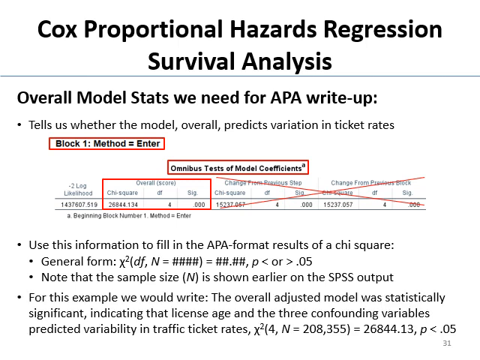And so for this example, we would write: the overall adjusted model was statistically significant, indicating that licensing age and the three confounding variables predicted variability in traffic ticket rates. So this is like that sentence that was in linear regression and logistic regression. And here's where it's filled in: a chi-square with 4 degrees of freedom, 208,355 sample size, was equal to 26,844.13, and p was less than 0.05. So this is that statement that always seems to be there: the model was significant and overall did predict traffic ticket rates.